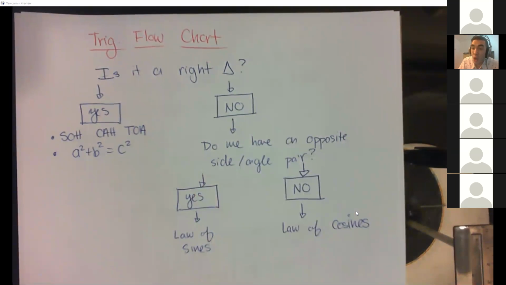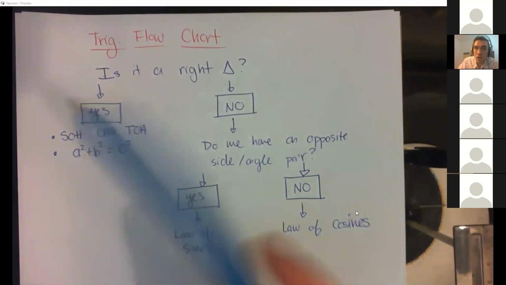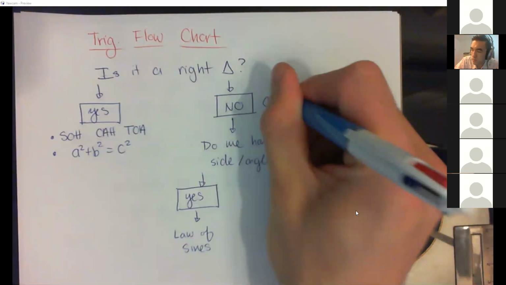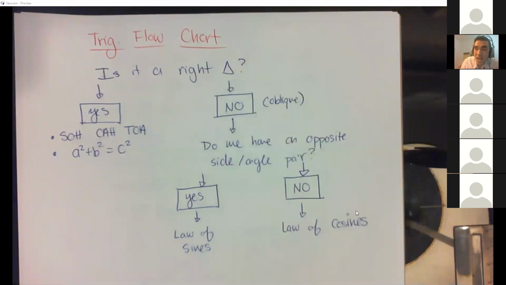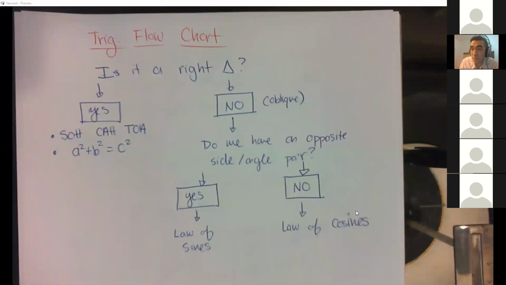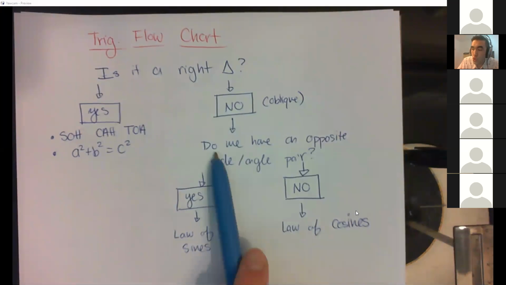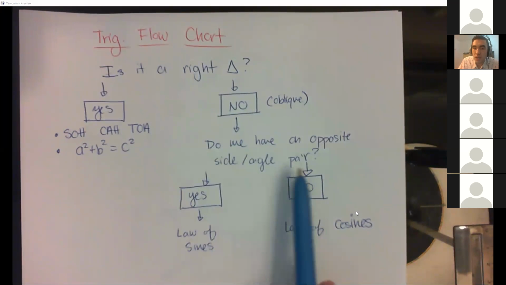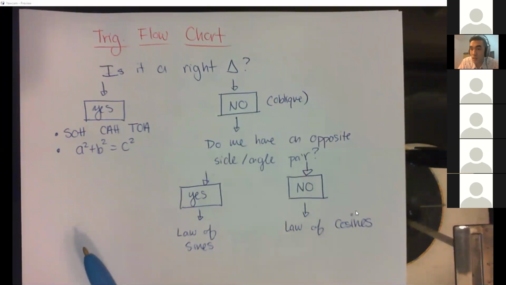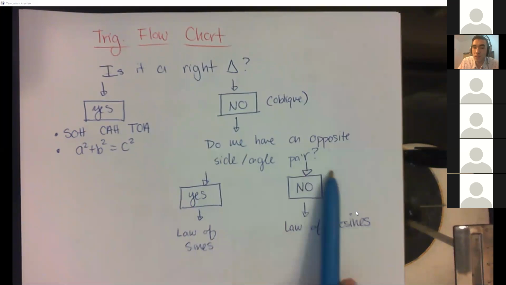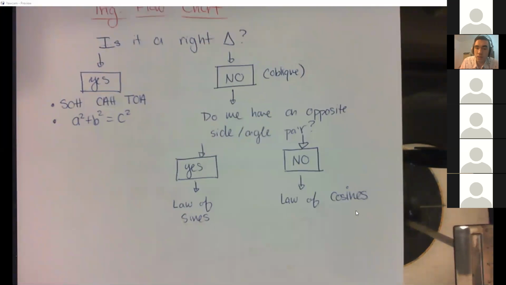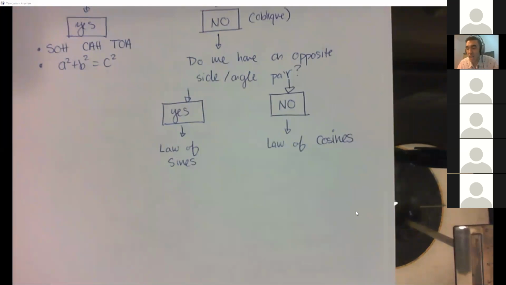Post-quiz content is how to deal with an oblique triangle, right? You ask yourself the question, is it a right triangle? No, because it's oblique. You then need to ask yourself a follow-up question: do we have an opposite side-angle pair? If you have an opposite side-angle pair, that is to say, side A and angle A, side B and angle B, or side C and angle C, and the answer to this pair question is yes, then we use the law of sines to solve the entire problem.